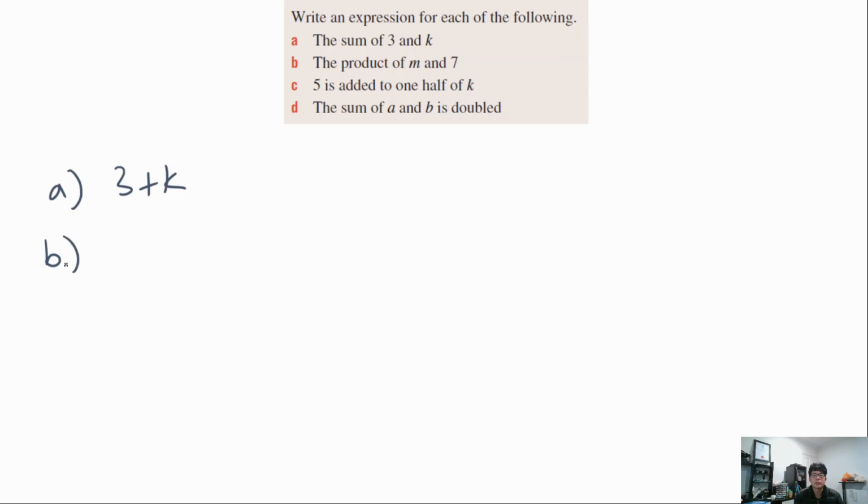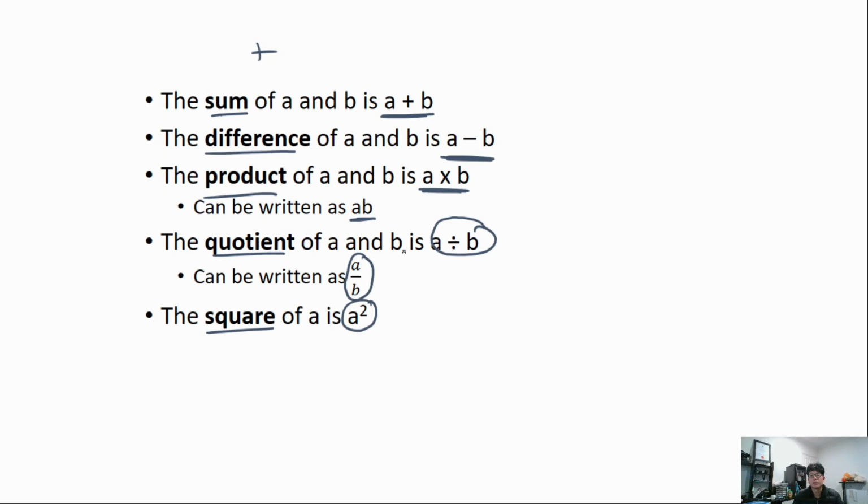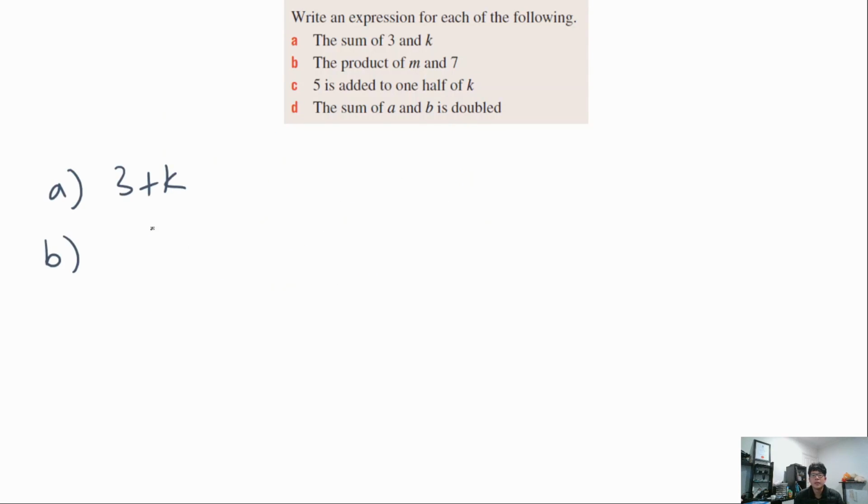Question B, the product of m and 7. Remember from the slide before, product means multiplication, so that will be m times 7, or if you write it in a simpler algebraic way, it will be 7m.